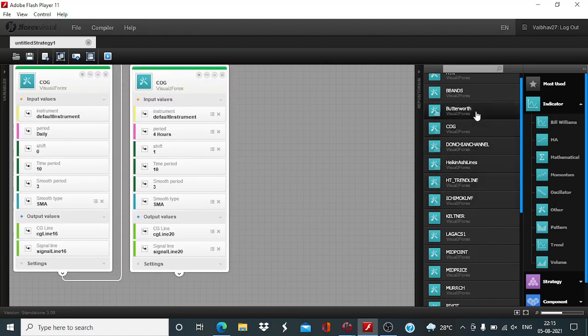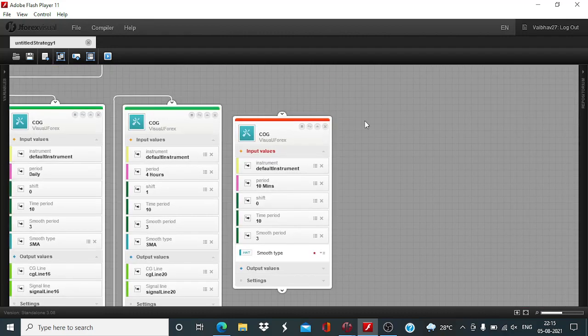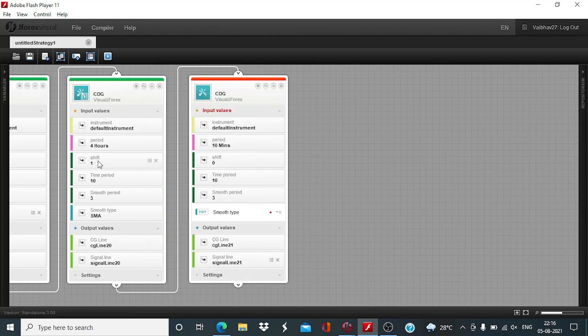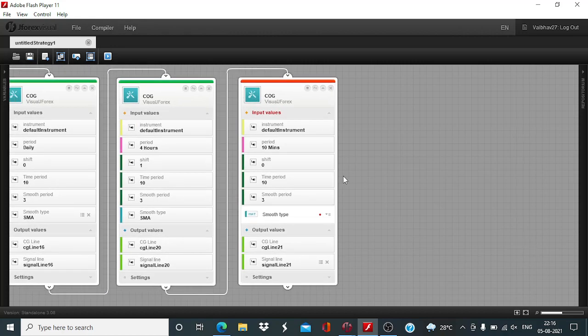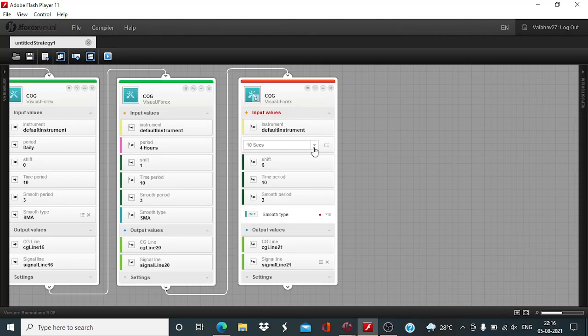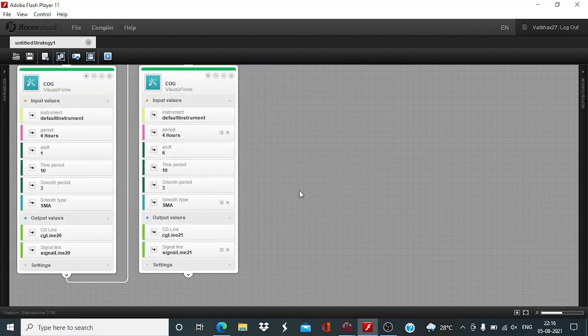So one more of the CoG. The configuration is going to be same as per this block, only thing different that will be shift value, the look back period, which is going to be 6. Type SMA.